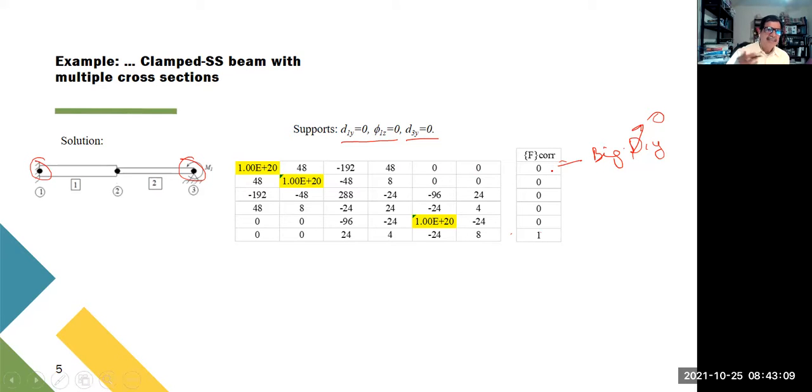But the advantage of this is that otherwise, you will have to take this part here, these two, and these elements, and form a new matrix. And that takes a lot of time. Instead of that, you do this. That's the solution.